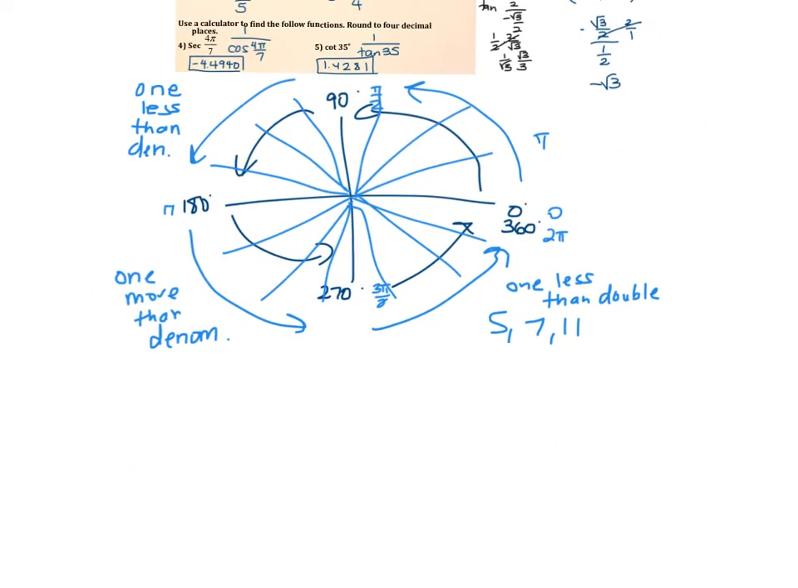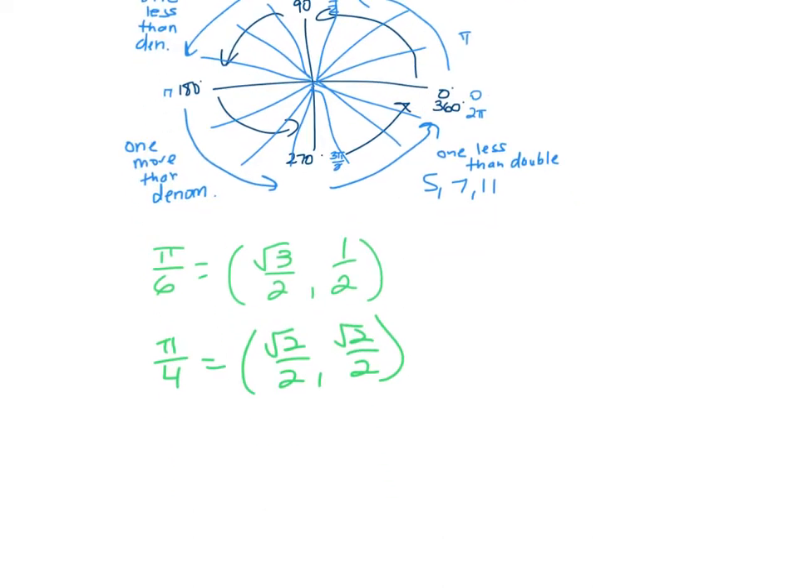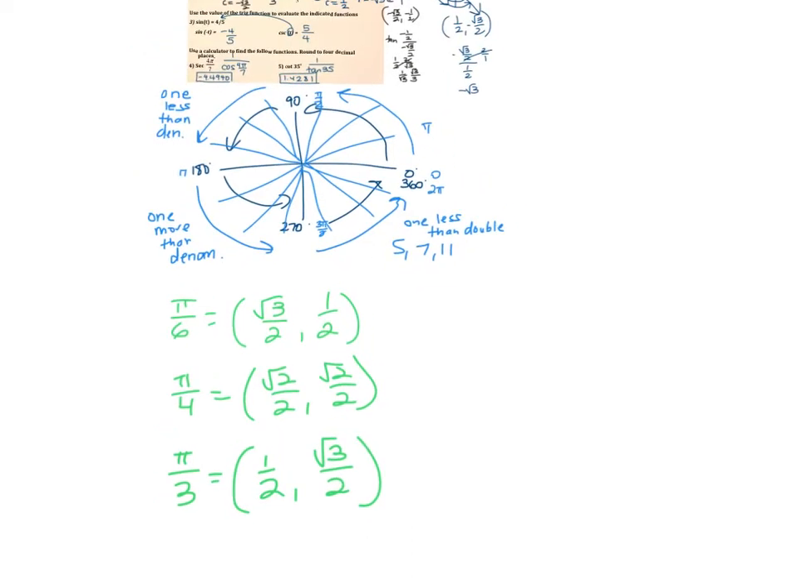And then every π over 6 has the point root 3 over 2 and 1 half. Every π over 4 has the point root 2 over 2 and root 2 over 2. And every π over 3 is 1 half and root 3 over 2. And then the quadrant points: you're moving to the right 1, so this is 1, 0; up 1, this is 0, 1; left 1, negative 1, 0; and down 1, 0, negative 1.